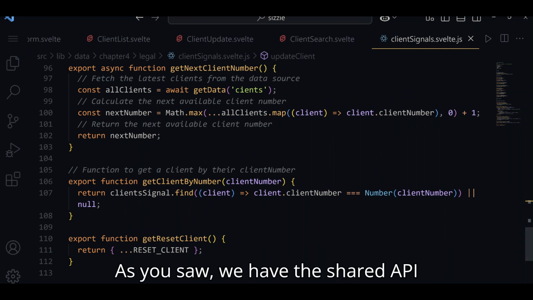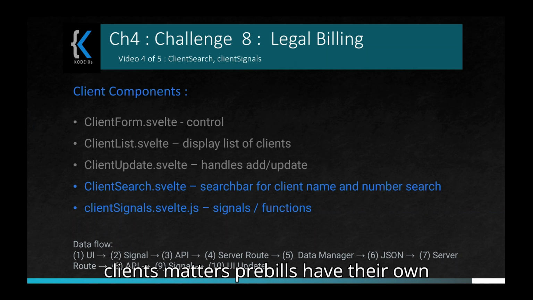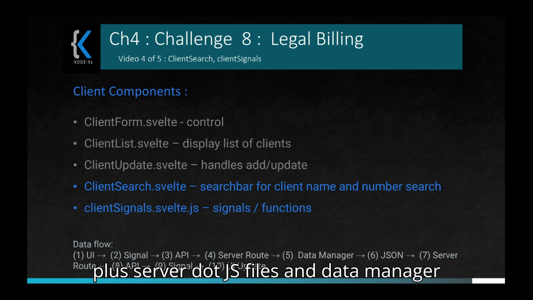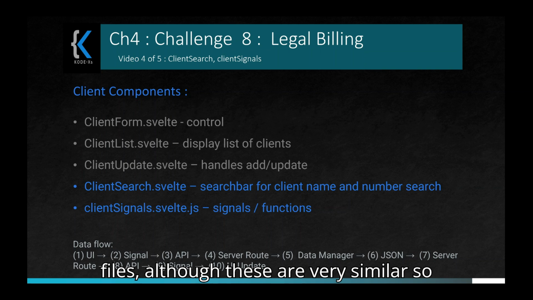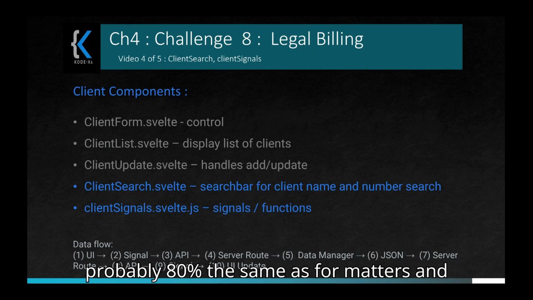As you saw, we have the shared API service.js component, and each entity, clients, matters, pre-bills, have their own +server.js files and data manager files, although these are very similar, so I am not going to repeat. In the next video, I will go through any significant differences in matters, and probably a separate video for pre-bills, as what we have covered in clients is probably 80% the same as for matters and pre-bills.